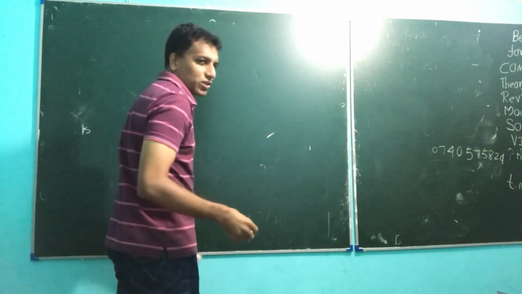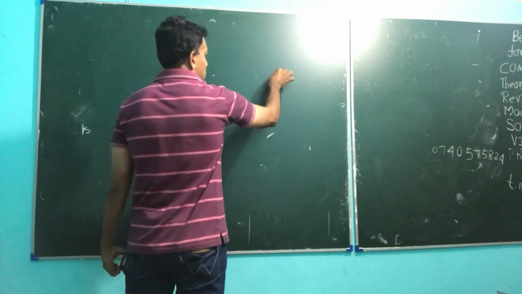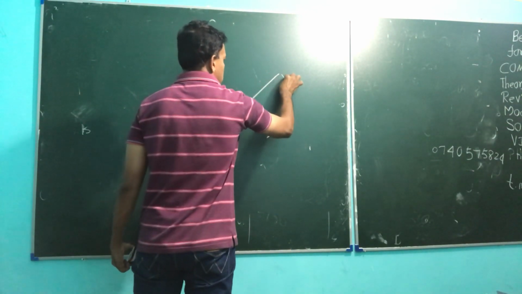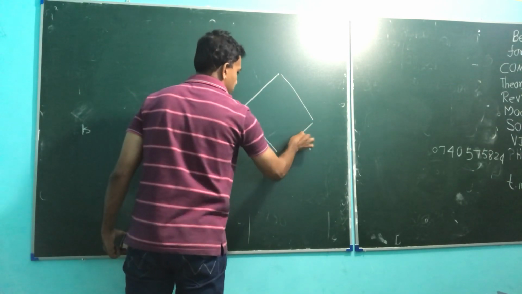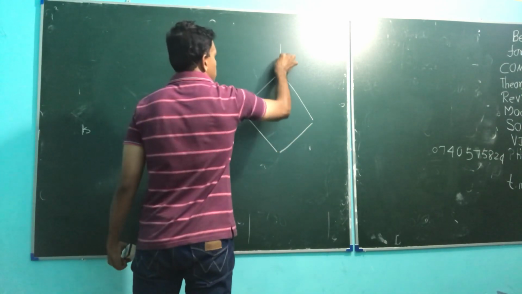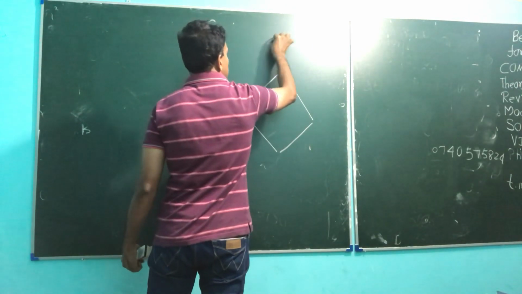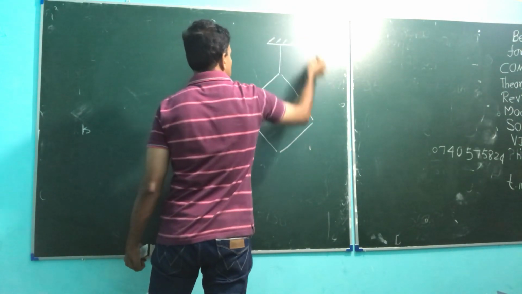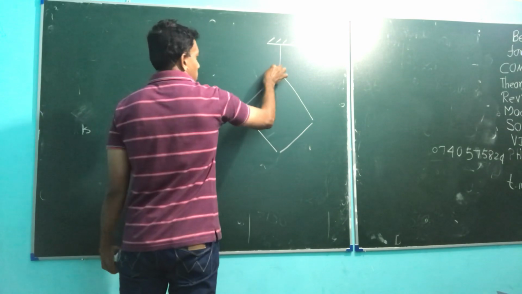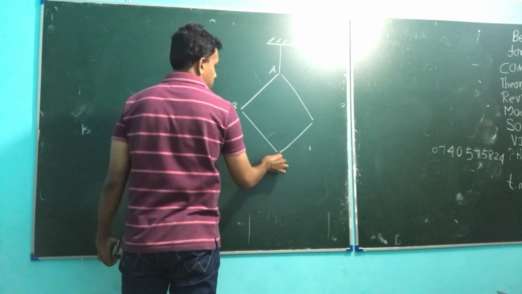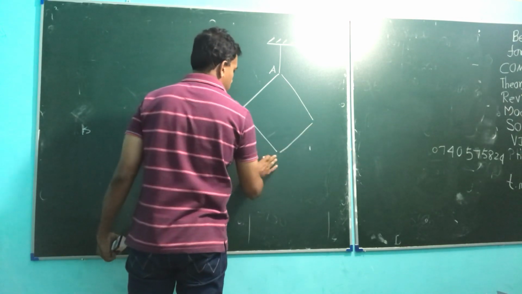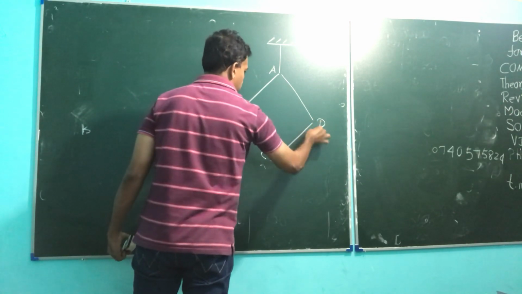Okay, see, very basic question. I'll start here. I'll take like this. A, B, C, D. Okay.